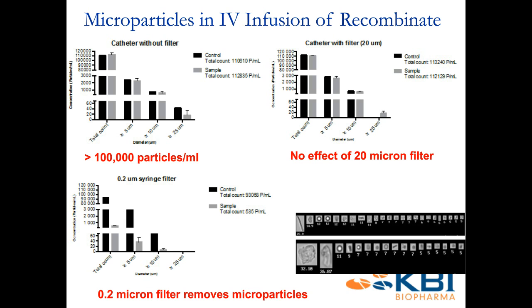If we look at the microparticles by flow imaging of the different scenarios, we see that the 20 micron filter really doesn't have an impact on the subvisible particles coming out of the administration. Probably not unexpected. 20 micron is only going to remove some of the larger materials that may be present. But what we did see is that the 0.2 micron filter actually significantly reduced those subvisible particles. Probably not out of the ordinary here. You would expect a lot of the larger particles to be filtered out with a 0.2 micron filter. So that was an interesting result.